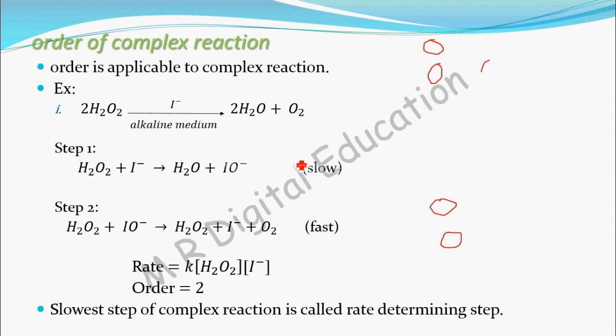So in a multi-step reaction, rate will depend upon the slowest step. If the slowest step rate is high, the rate will be high. If the slowest step rate is slow, the rate of the whole complex reaction will be slow. That's why for a complex reaction, the slowest step is the rate determining step.